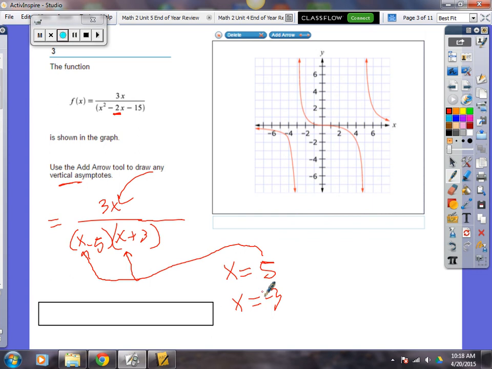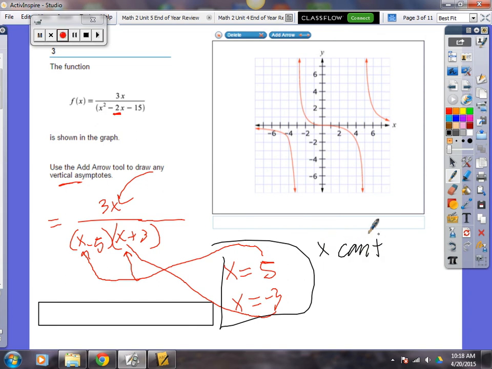The other number that's in danger is a negative 3, because if I sub a negative 3 in for all these x's, it's going to give me a 0 on the bottom. So here's what's going to happen. X can be anything you want it to be. X can never, ever be a 5 or a negative 3. So on the graph, if you're looking at a graph, there's 5 right here. So we're going to draw this asymptote right here. X can never be 5, or x can never be a negative 3.